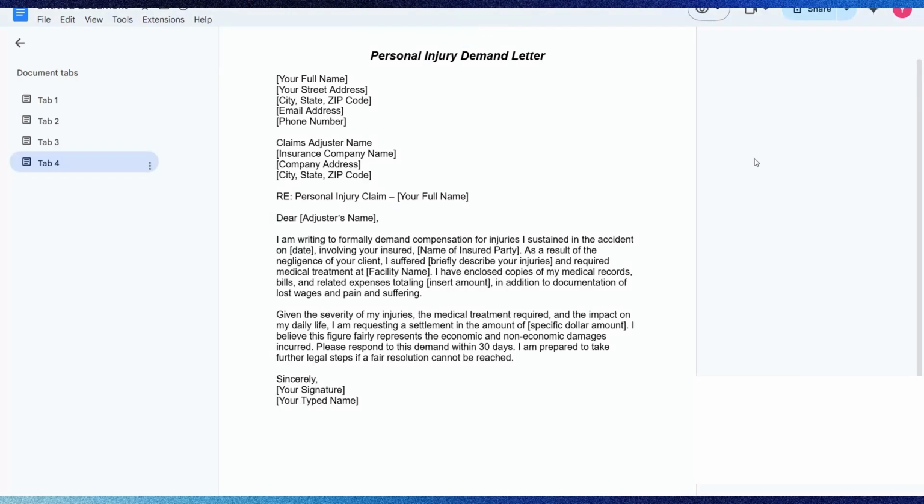Here's our sample personal injury demand letter. You'll notice how it clearly explains the details of the accident, outlines the injuries and financial losses. The letter ensures clear communication with the insurance company and strengthens your case for receiving fair compensation.